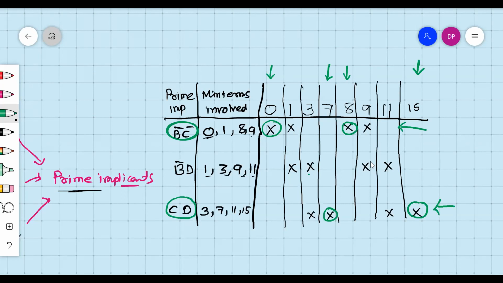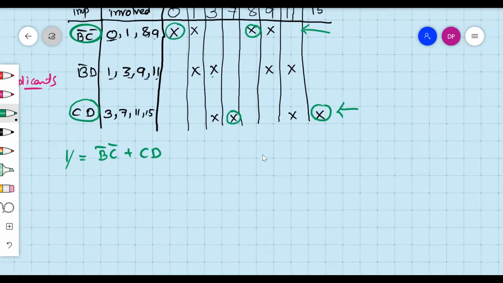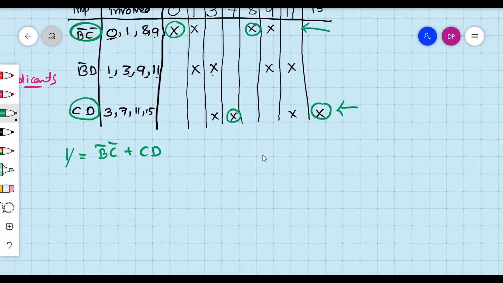So we have taken Y, I guess, in the question. Y is equal to B bar C bar plus CD will be the answer. Okay, let's verify it once. We have some time here, so let me verify it by taking a K-map.